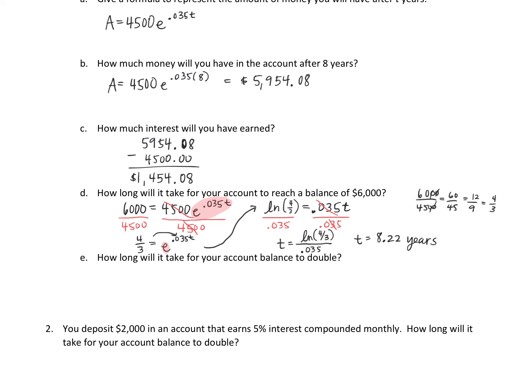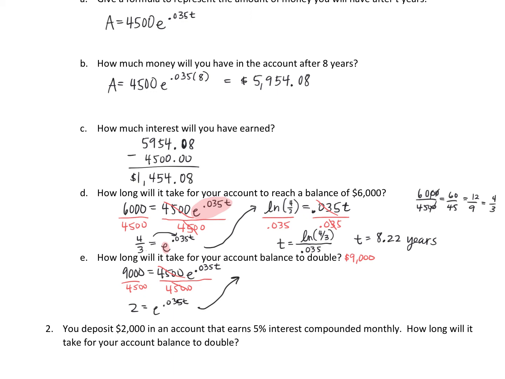So we want to know, when will the new balance be double the original? So 2 times 4,500 is 9,000. So we're going to plug in 9,000 for the end amount. It's going to be the same process as part D, just instead of the 6,000, we'll have 9,000 there instead. So we will divide by 4,500, and we will see that we get 2 is equal to e to the 0.035t.